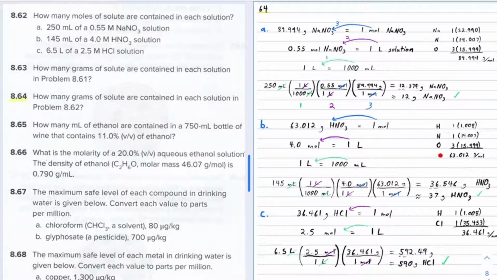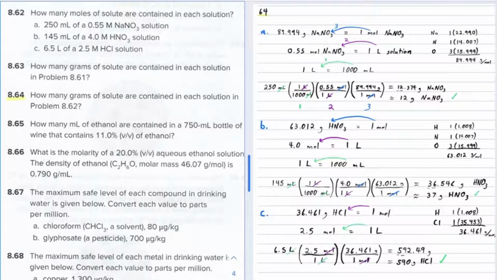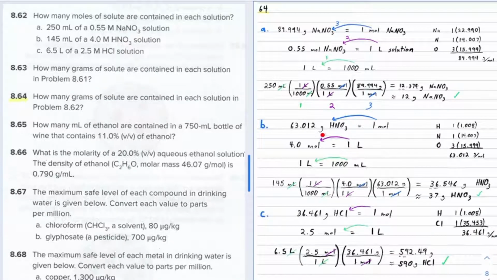So finding the molar mass, you got 1 hydrogen, 1 nitrogen, 3 oxygens, and multiplying the atomic masses by the numbers of atoms and adding it all up, you get 63.012. So 1 mole is 63.012 grams, and we know the concentration is 4 molarity, so 1 liter of solution contains 4 moles, and then finally 1,000 milliliters in a liter.